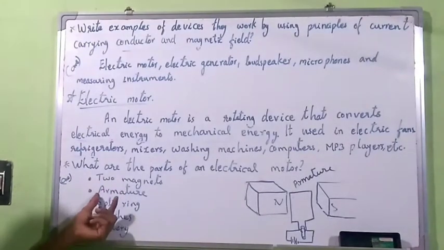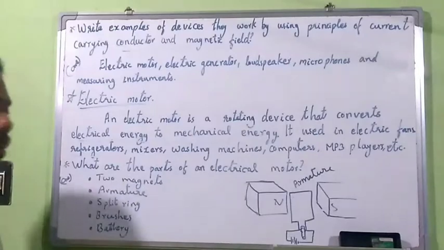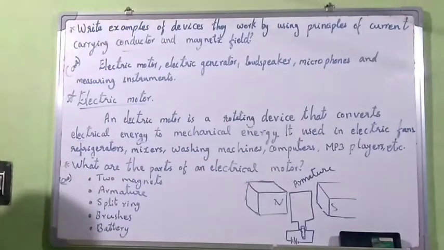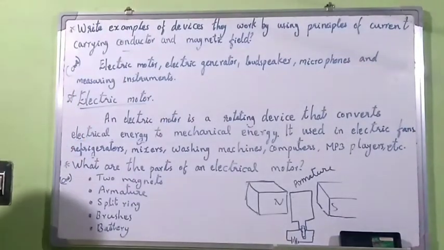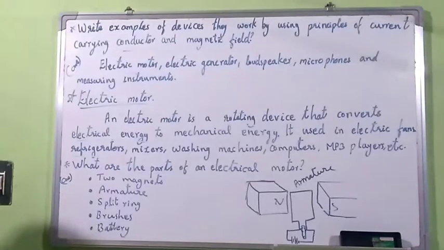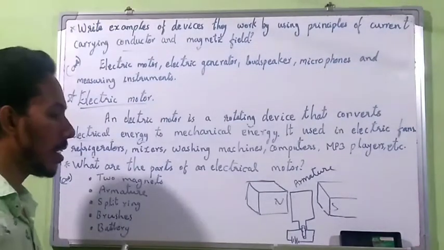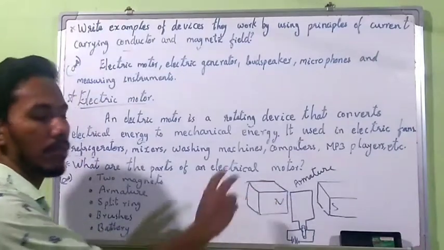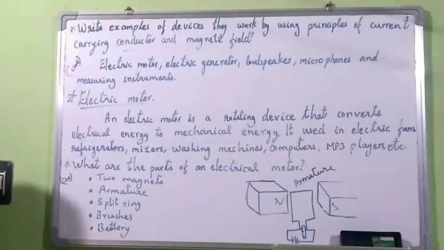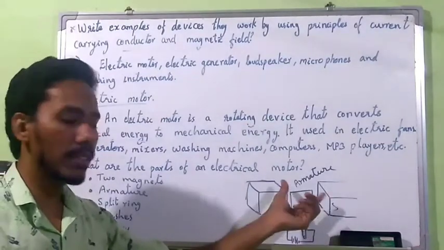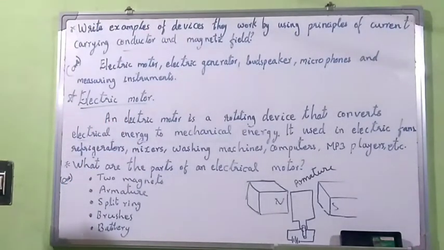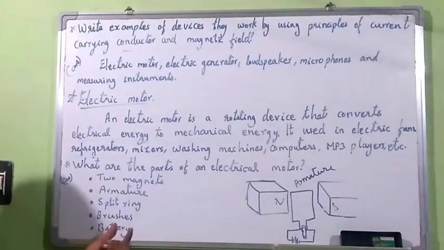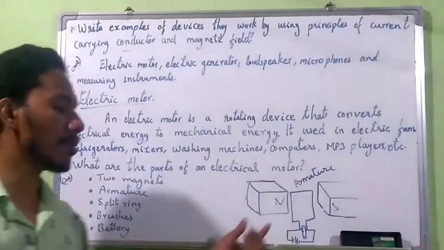Two magnets. The armature is the rotating part, and the split ring is used to split the current, and brushes connect these wires to the rotating part, that is the armature. Then the battery is the external power supply, and by using that power supply we make mechanical energy, rotational energy, by using these arrangements. That is called the motor principle. This is the basic structure of an electric motor. What are the parts? Remember: split ring, armature, magnets, brush, battery. These are the major parts of a motor.